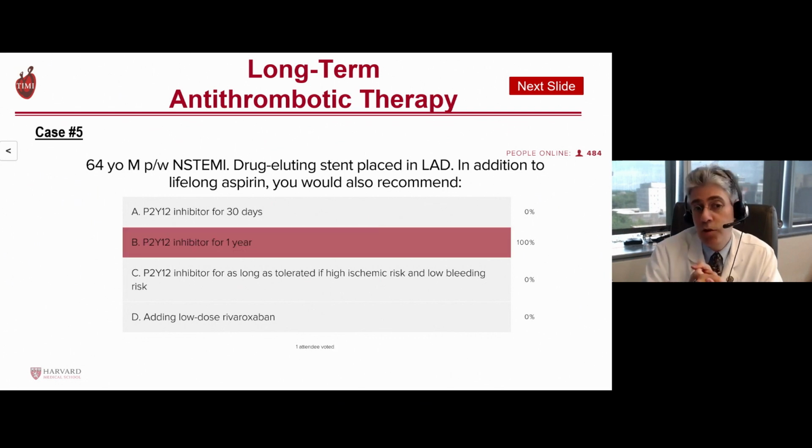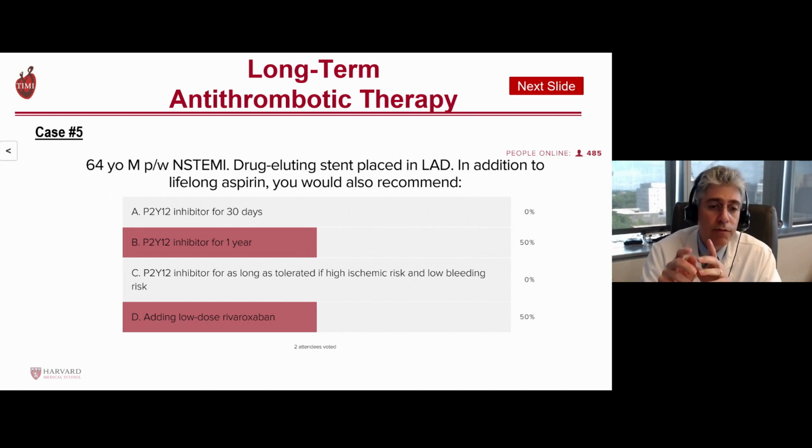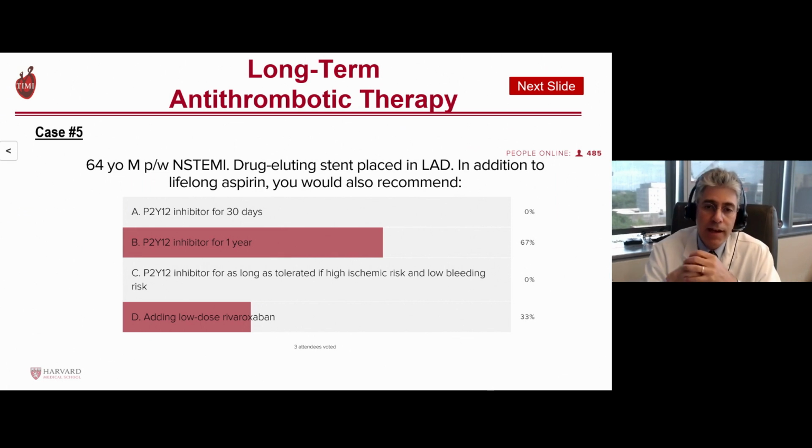Would you give the P2Y12 inhibitor just for 30 days? Would you give it for a year? Would you give it for as long as tolerated if the person's at high ischemic risk and low bleeding risk? Or would you give low-dose rivaroxaban instead? So let's see the votes now.